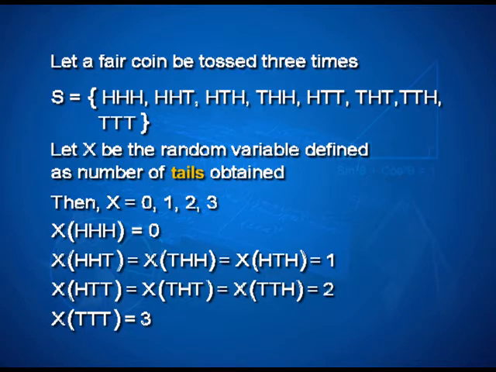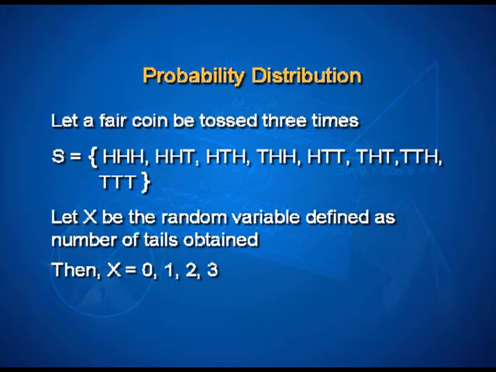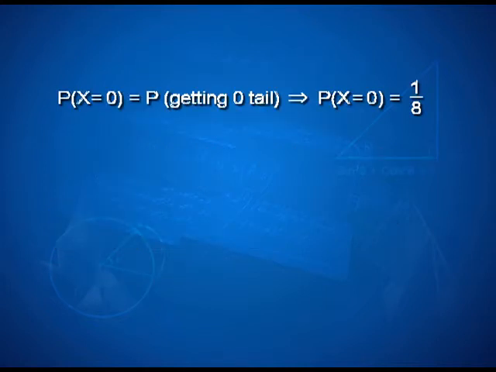Let us consider what that would be. If I have a fair coin tossed 3 times, resulting in this sample space, and we look at x to represent number of tails obtained, x takes the values 0, 1, 2 and 3. If I want to find the probability of x equal to 0, it is the same as the probability of getting 0 tails, which is 1 by 8, because 0 tails means HHH, getting 3 heads, and that probability is 1 by 8.